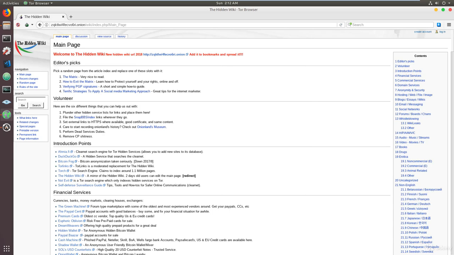Essentially the site lists all the hidden onion sites, and sorts all of them depending on the type of service or the type of sites they are. So for example, you have introduction points, you have editors picks, financial services, you have your hosting links, etc. It's a fantastic starting point for you.